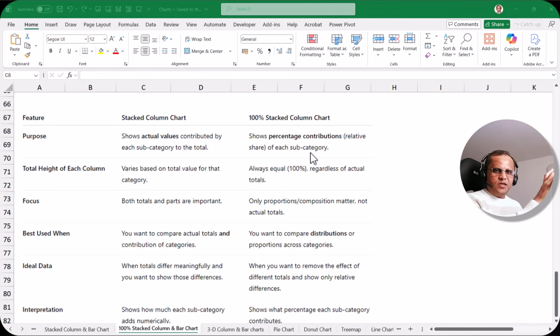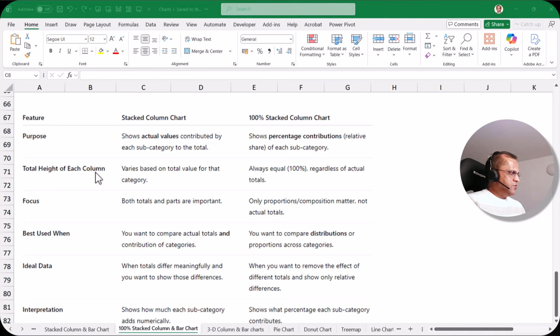So within each category or within each product, if I want to see the contribution of each of the subcategories or each of the regions, whether it is 30%, 20%, 40%, whatever, I can see that very well with the 100% stacked column chart.